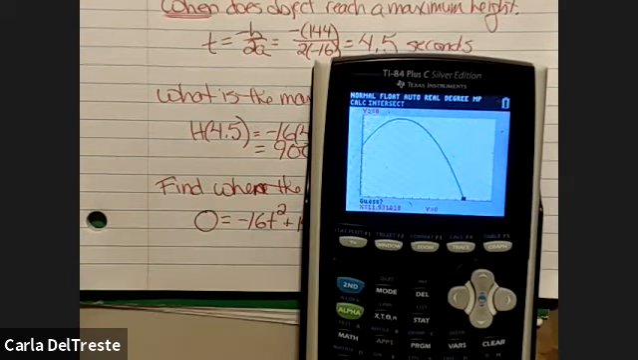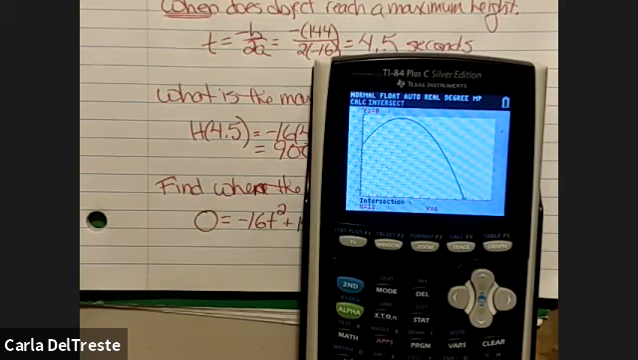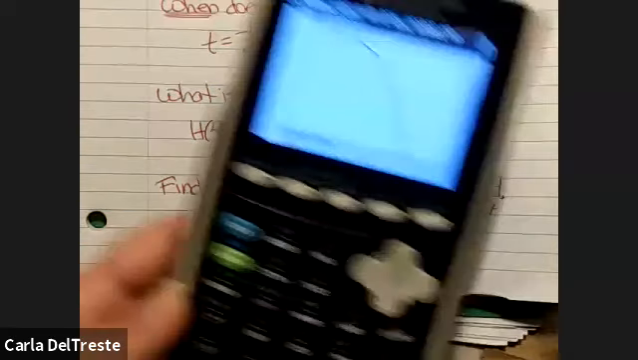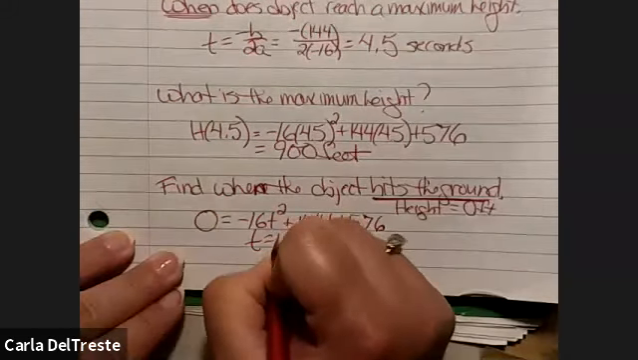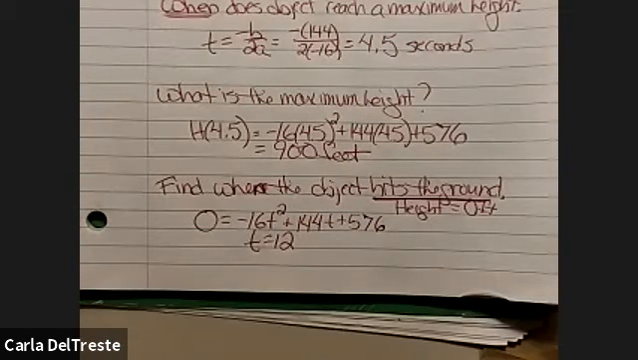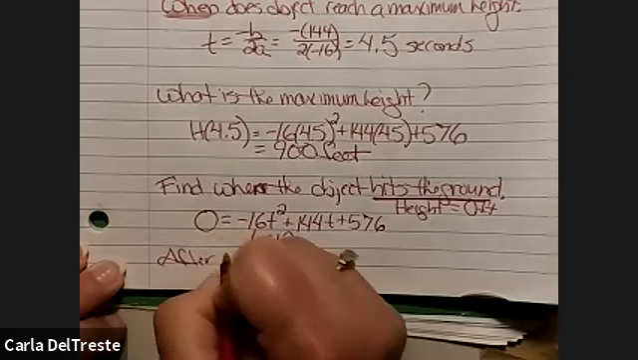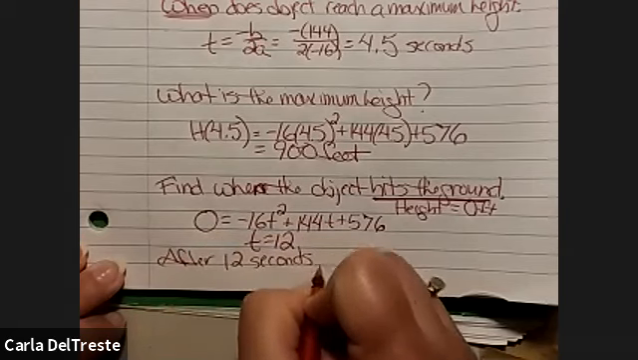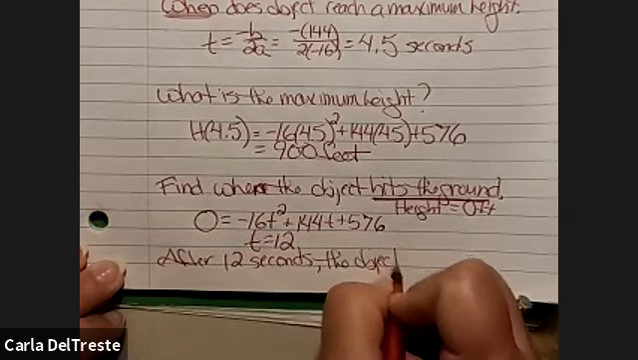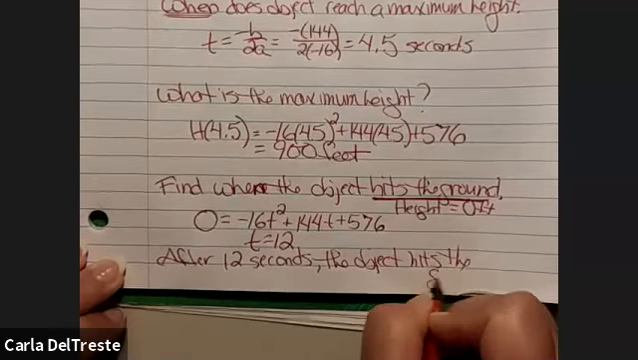Hit enter 3 times. And I wind up with a nice number, actually, for this problem. I wind up with a nice 12. So this actually will hit the ground after 12 seconds, okay? So I wind up with t equals 12, okay? So what does that mean? Again, complete sentences here. After 12 seconds, the object hits the ground.